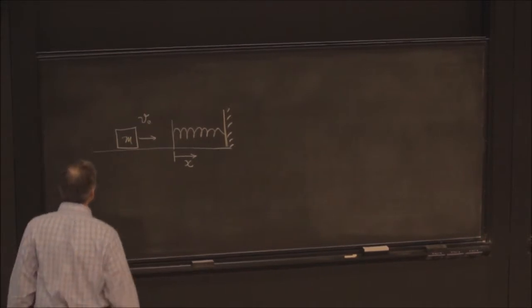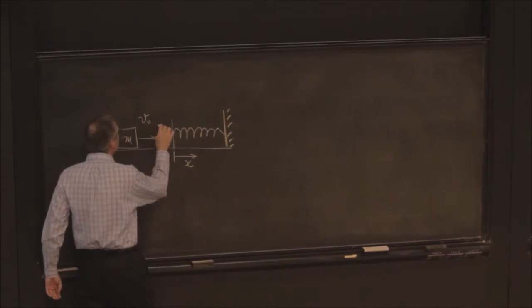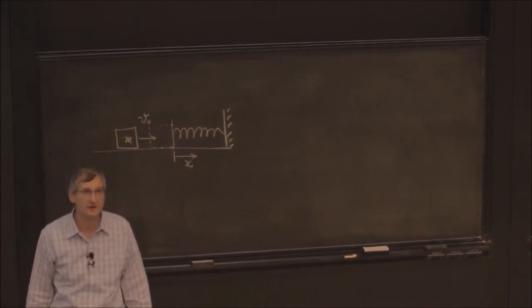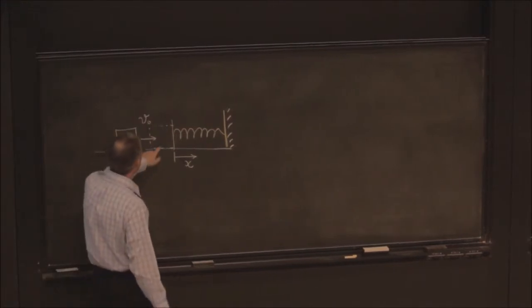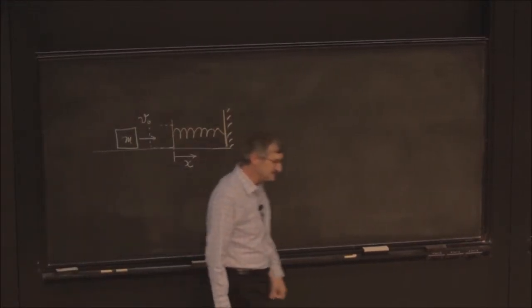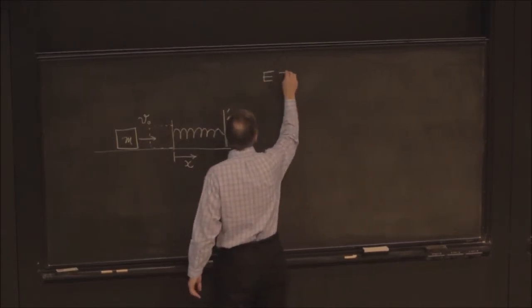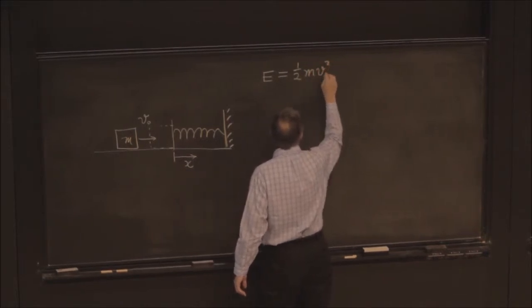And then I want to consider only the time of the motion when the mass is in contact with the spring. Okay? So at time t equals 0, it just touches, and the energy in the system is just kinetic, 1/2 mv squared. Okay, so the initial energy would be 1/2 mv naught squared.